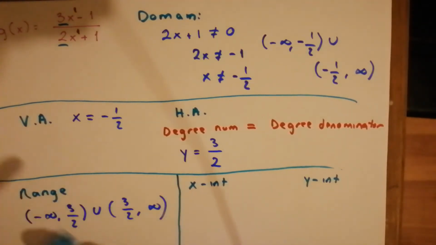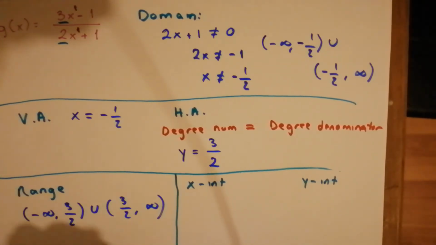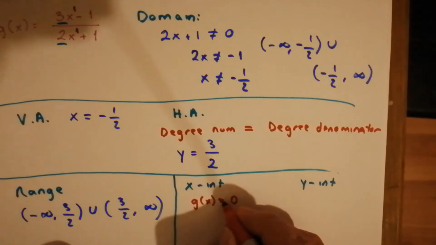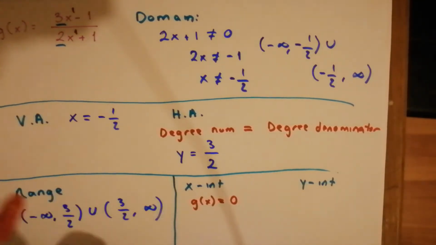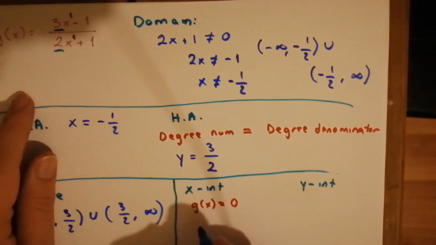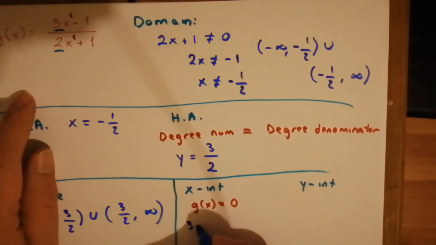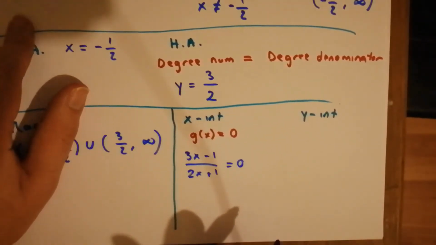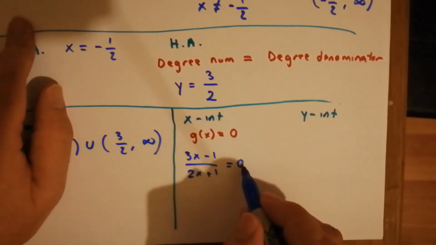Okay, to find the x-intercept, we're going to set the whole function equal to 0. And if we do that, we're going to find it. So if we set the whole function, which is (3x minus 1) divided by (2x plus 1), equal to 0, how do I solve it? Simple. I'm going to pass the denominator, multiplying the 0.